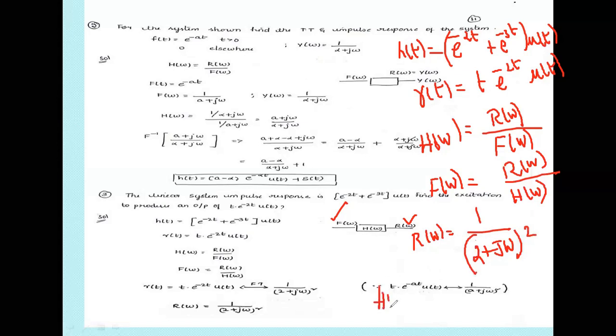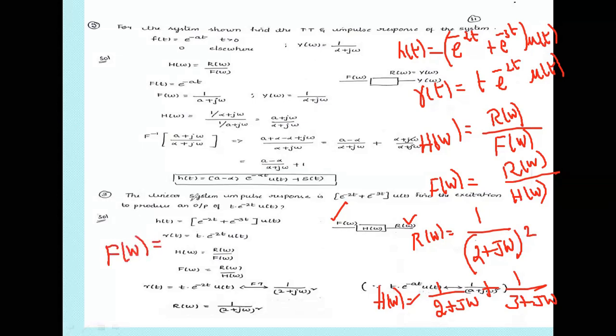And H of omega is equal to the two functions we have, e power minus 2t mu of t and e power minus 3t mu of t. For e power minus 2t mu of t, it is 1 by 2 plus j omega, plus 1 by 3 plus j omega. So R of omega and H of omega we got. Divide these two functions to get F of omega as an input function.